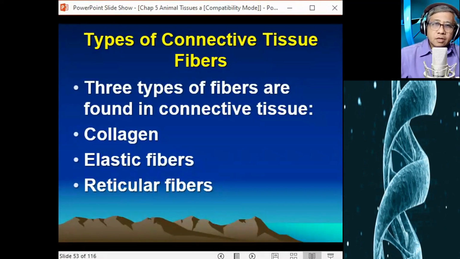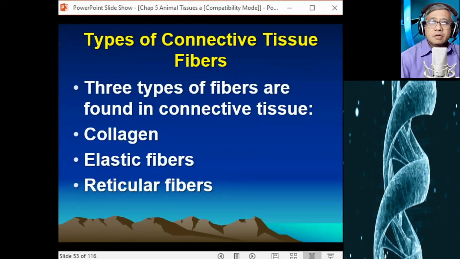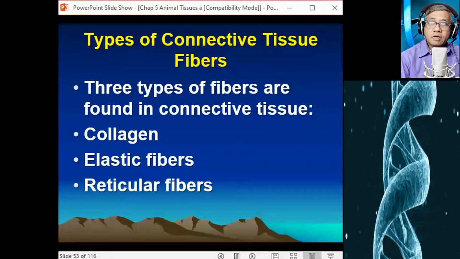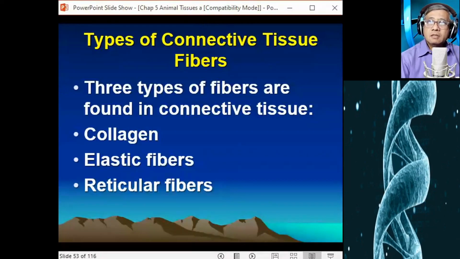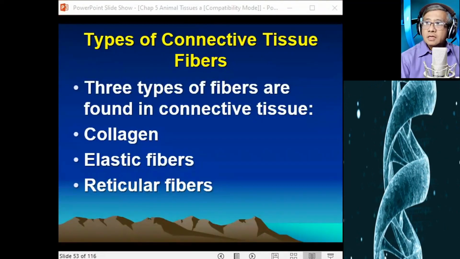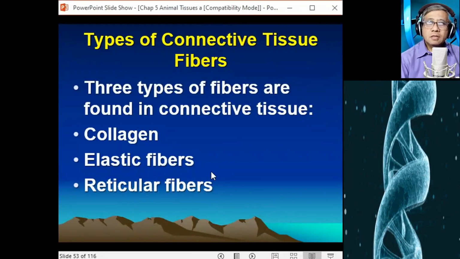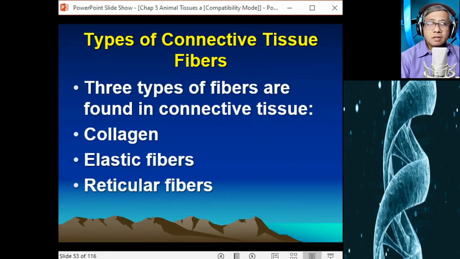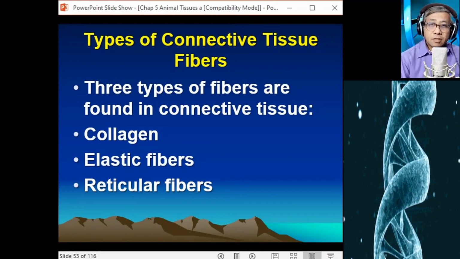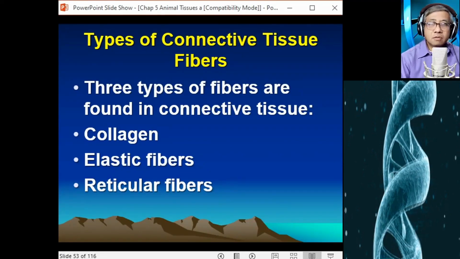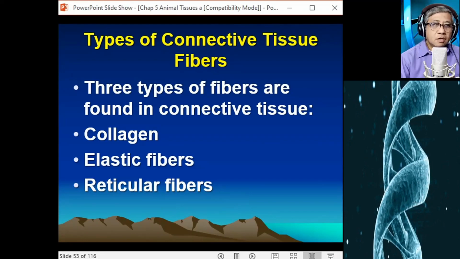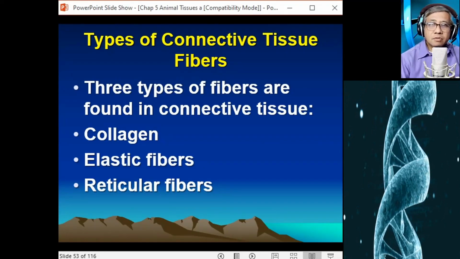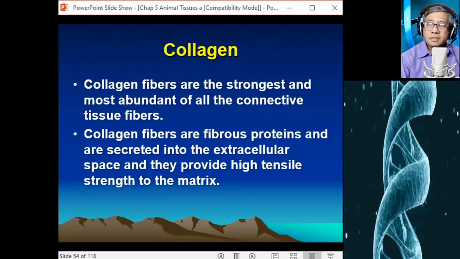First we have collagen. Then this is followed by elastic fibers and reticular fibers. Collagen, elastic fibers, and reticular fibers. So let's have a quick review, though I have mentioned this already in our last meeting. Let us review the details about these three types of connective tissue fibers, starting with collagen.